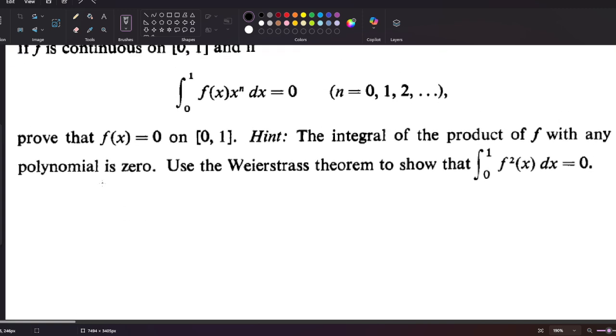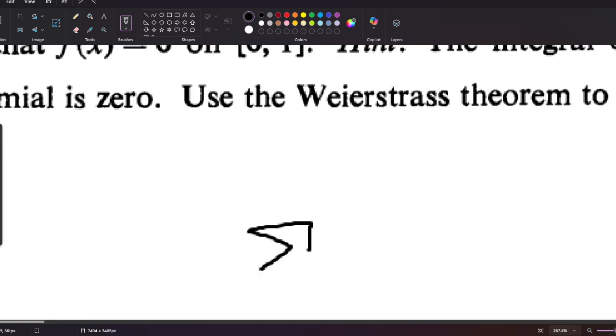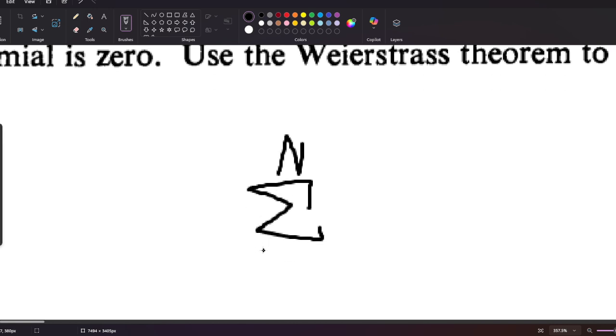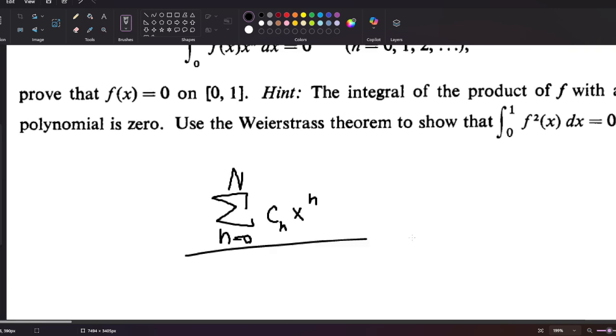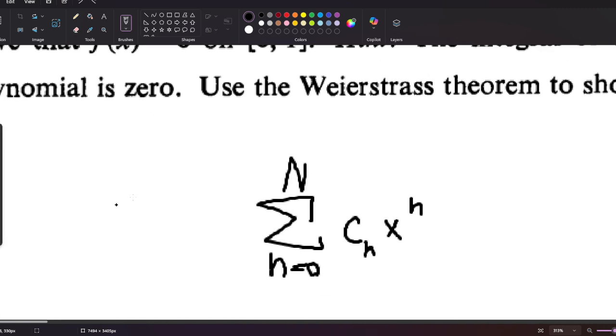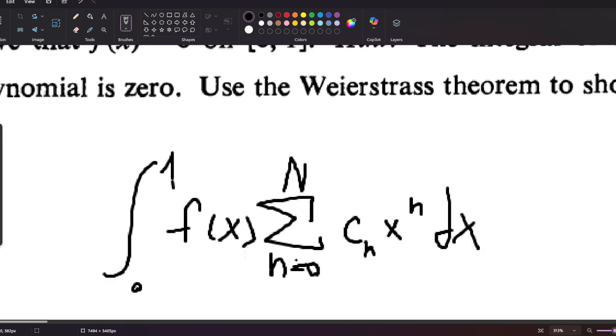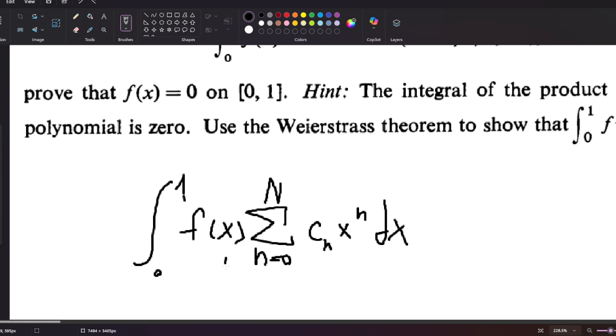So first of all, any polynomial of degree capital n is going to be denoted in this way, where Cn is the sequence of coefficients, and this is going to be the polynomial. So let's try integrating the product of f of x with an arbitrary polynomial. What we can do is bring f of x inside the sum, then bring the sum outside of the integral, and then bring c of n outside of the integral too.